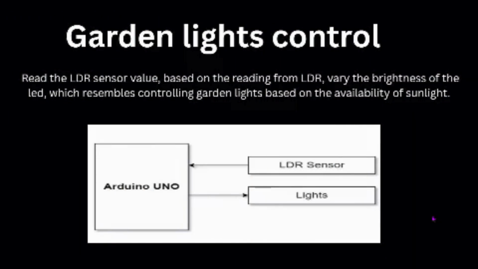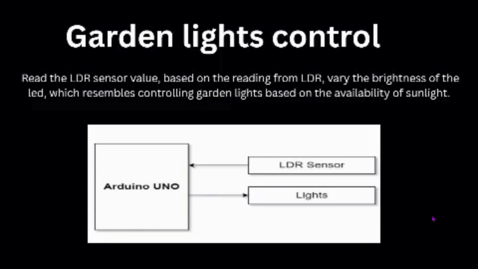I am Madhunisha. Now I'm going to explain the home automation project. The first part of the project focuses on automatically controlling garden lights based on the availability of sunlight. Here we have used an LDR, which acts as the eye of the system. The LDR continuously senses the surrounding light intensity.